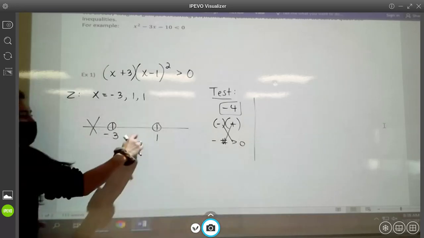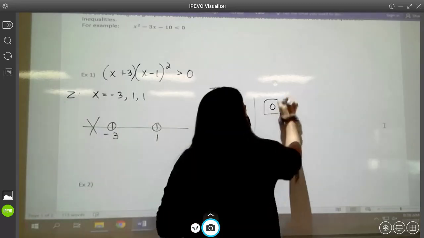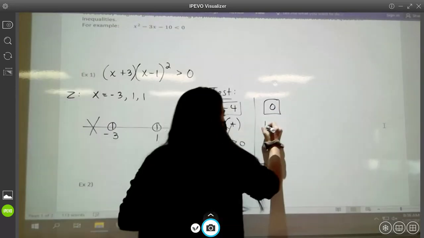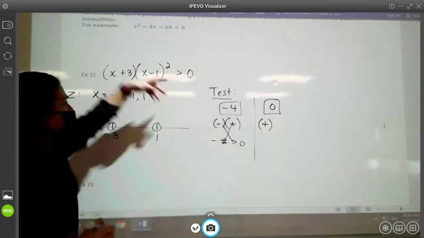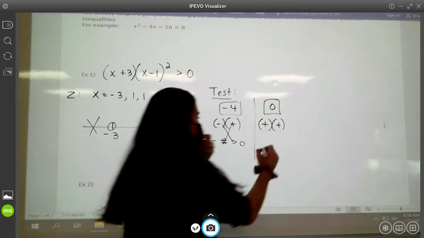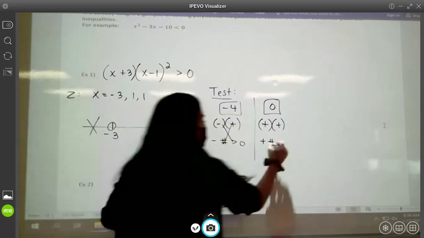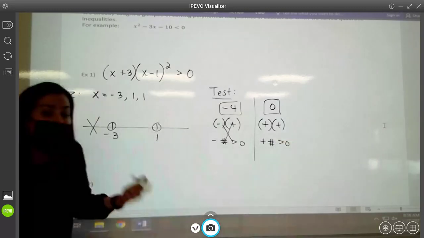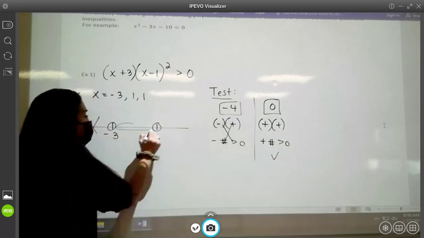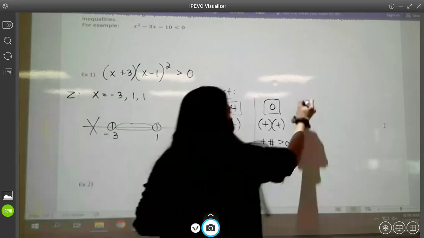Now I'm going to test, give me a number in here that's probably easy to work with. I'm going 0. So now if I test 0, 0 plus 3, positive. 0 minus whatever squared? Always positive. So a positive times a positive will end up being a positive number. Is a positive number going to be a number greater than 0? Yeah. So these are good x values. These are going to make our inequality true. All right, let's go to the last interval of x values.